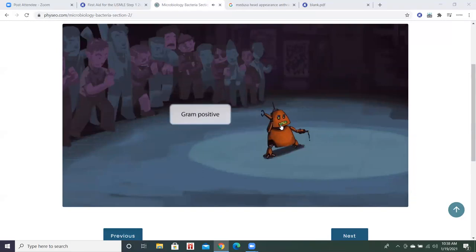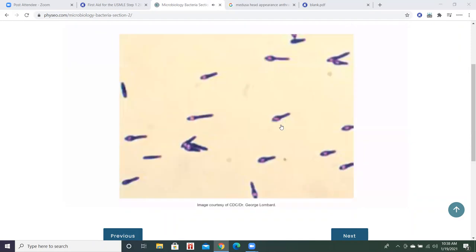Okay, before we go any further, do you notice anything unique about the background? That's right. We've used purple colors to help reinforce the idea that Clostridium botulinum is a gram-positive organism. So purple background for gram-positive organism. This is a gram stain of Clostridium botulinum. At the end of the bacilli, you can see the spores right here. Notice that the organism stains purple and is rod-shaped.